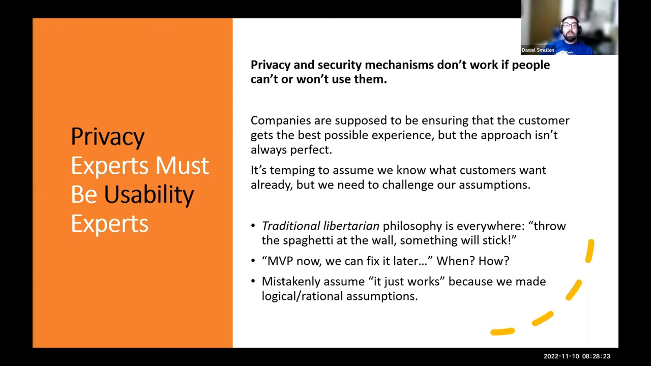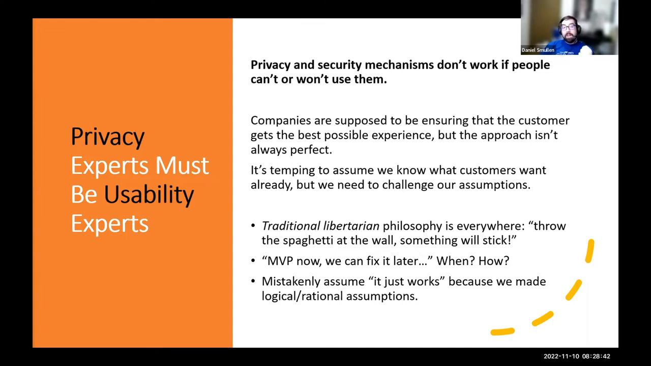Because privacy and security mechanisms don't work if people can't or won't use them. They're useless. In fact, sometimes they're worse than useless. So companies are supposed to be ensuring that the customer gets the best possible experience. That's their goal. But sometimes the approach that they take isn't always perfect. And that's kind of a no-brainer.